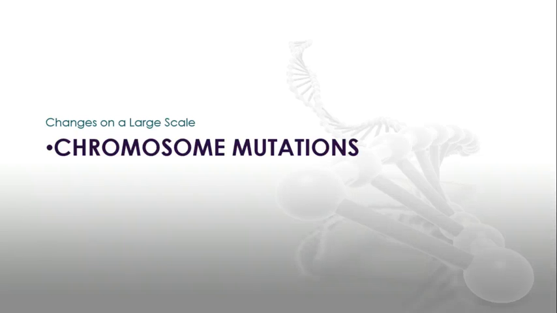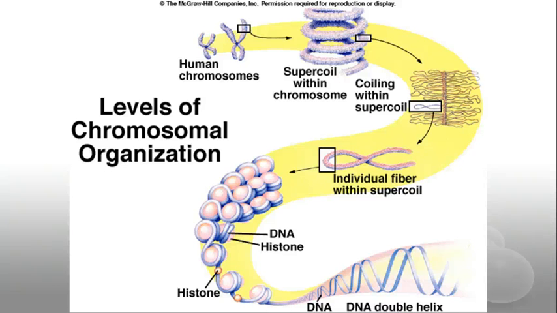Now, the first thing that you need to understand is what a chromosome is, but these are going to be changes on the large scale. So you've got your DNA, your double helix, and it is coiled up around these little proteins called histones. It's going to coil up around these, and then it's going to coil again, and then again. So you get the helix, which is a kind of coil, then another coil, and another coil.